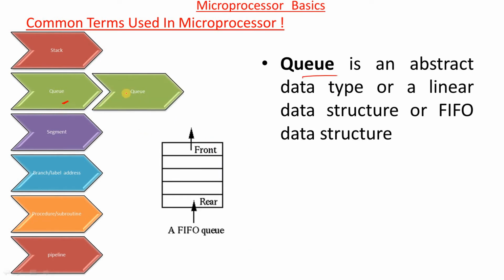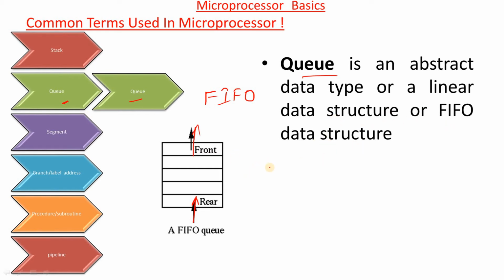The next one is the queue. Queue always works in the form of first in first out operation. Whatever data bytes we receive inside the queue, those bytes will be sent outside first. The first elements we receive are sent outside first, so first in first out operation is performed. Queue is an abstract data type, a linear data structure, or FIFO data structure.